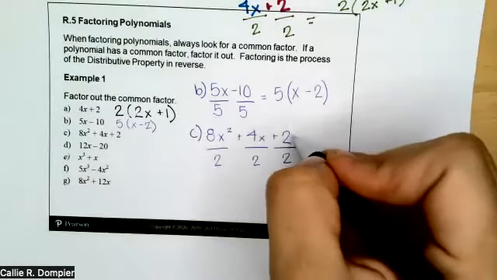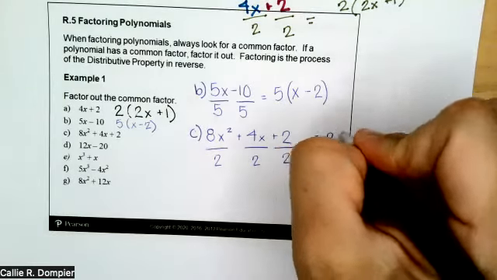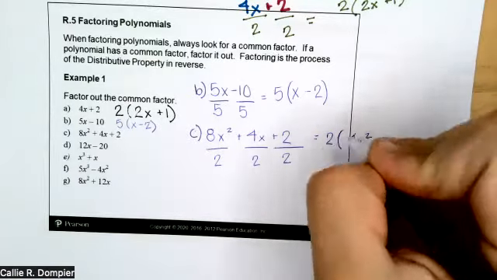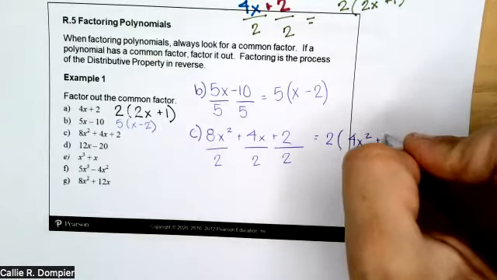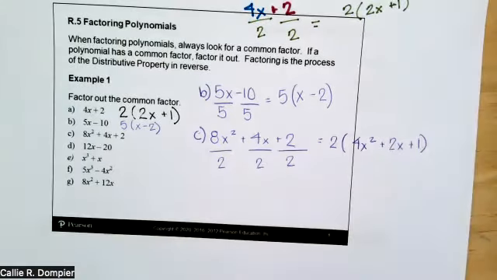Because if I have an x, I won't be able to divide 2 by an x. So that becomes 2 on the outside. 8x squared divided by 2 is just 4x squared. 4x divided by 2 is a positive 2x. And then 2 divided by 2 becomes 1, right?